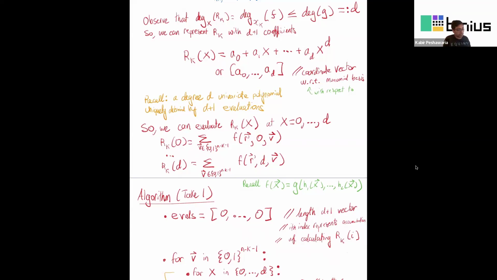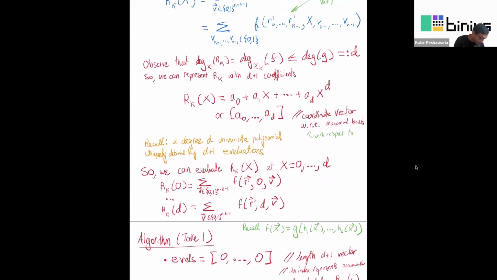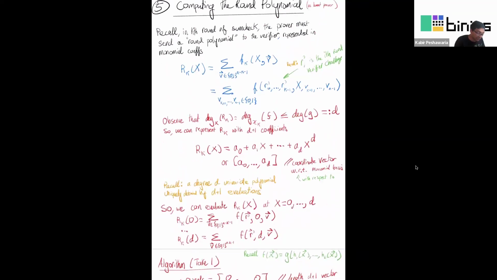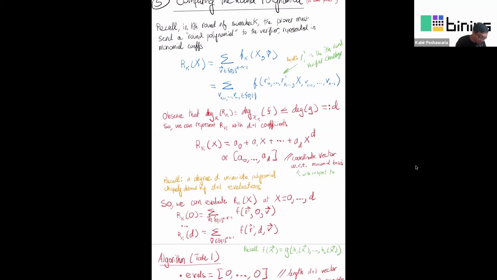And there is a very simple matrix that will take you from Lagrange basis coefficients to monomial coefficients, and the inverse of that matrix takes you the other way. Cool. So that's going to be our strategy as a prover to compute the monomial coefficients of Rk of x: we'll first compute the Lagrange basis coefficients of Rk of x, which means that we're just going to evaluate it at d+1 different points.